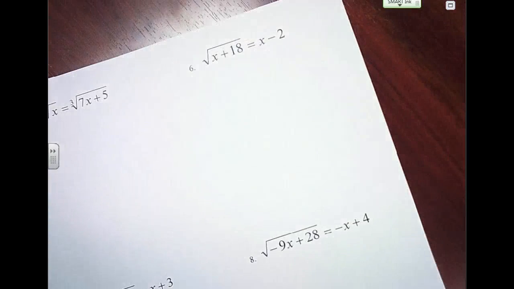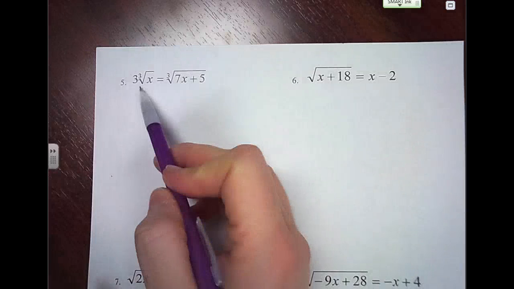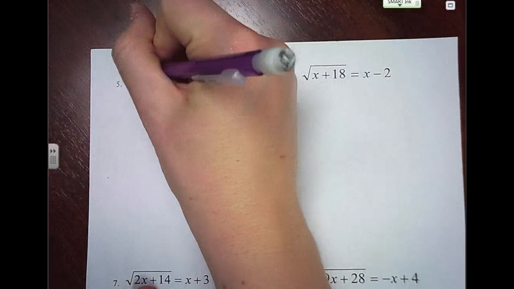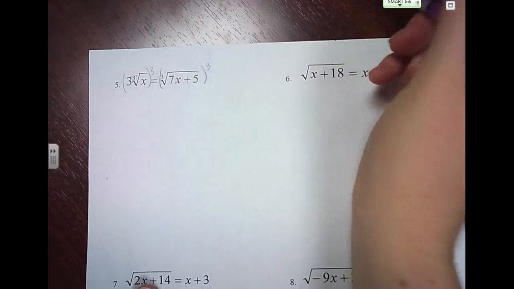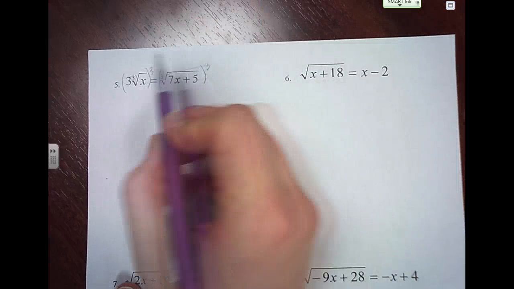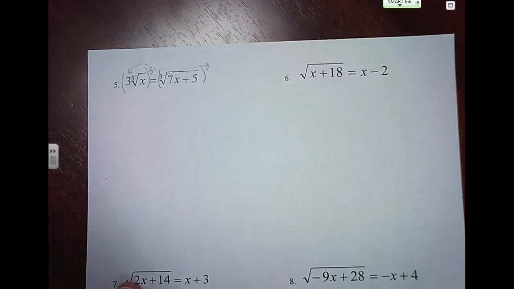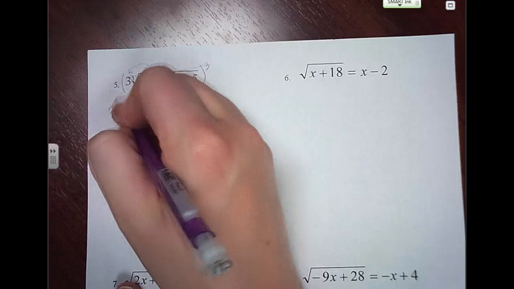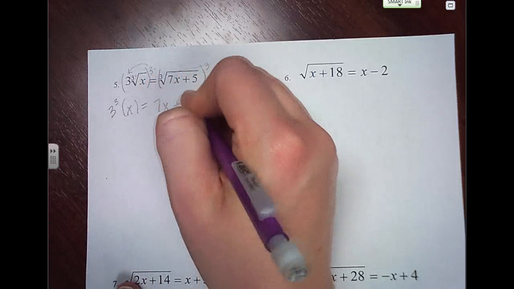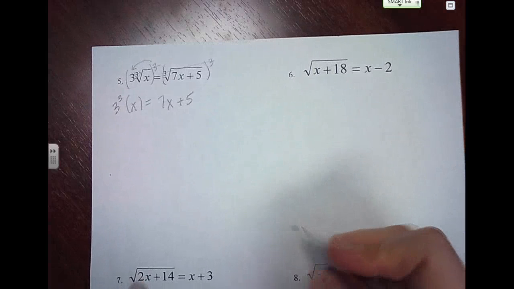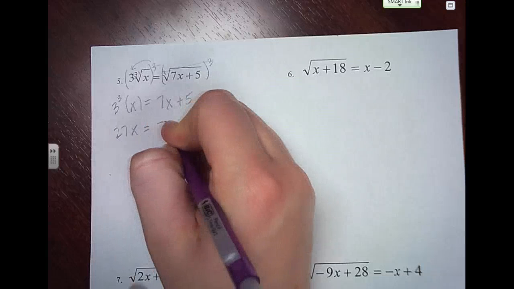Okay, number 5. So number 5 is kind of like number 3. We have 2 radicals, one on each side. So I have this index of 3, so I'm going to raise each side to the 3rd. Remember, be careful here. This radical cancels and this radical cancels, but this 3 still goes to the big 3 in front. So we actually have a 3 cubed times x equals 7x plus 5. So 3 to the 3rd is 27.